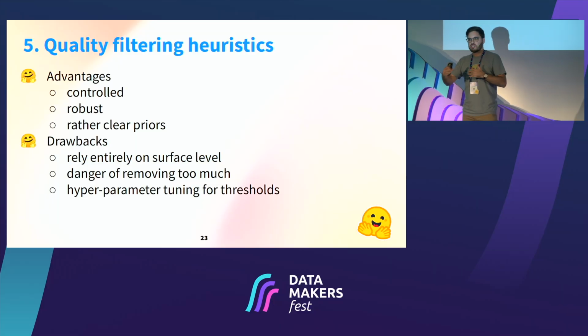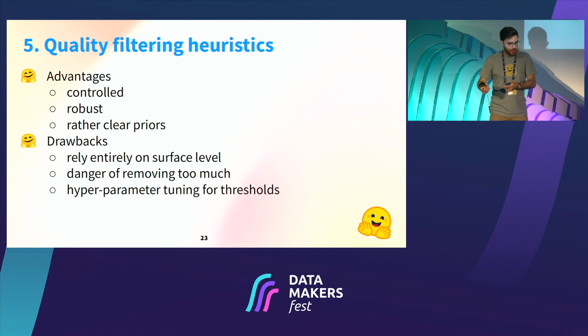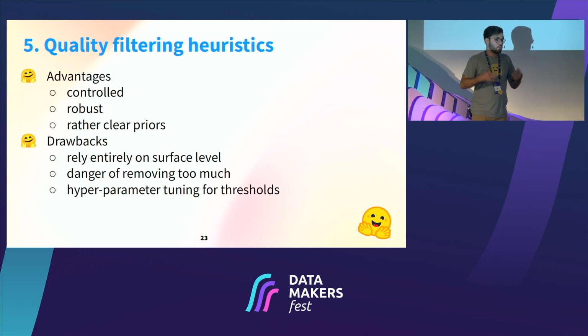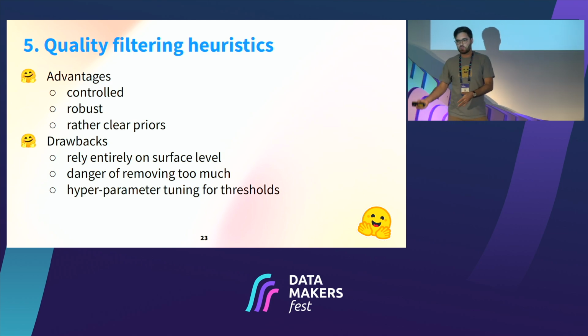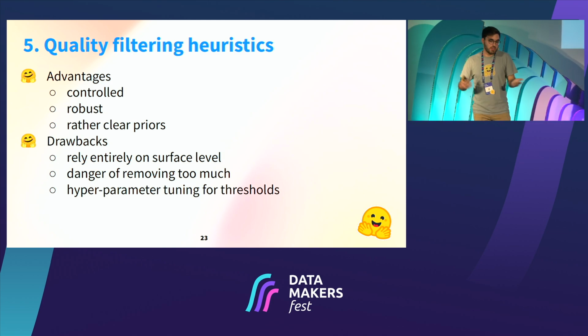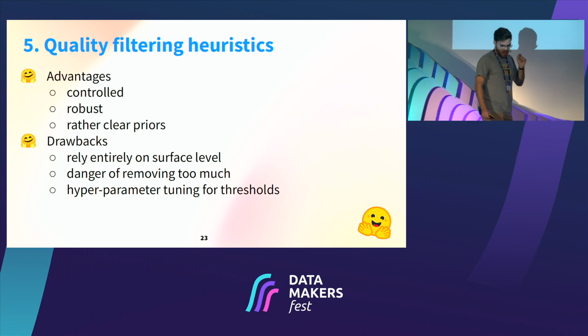So some advantages, they are quite controlled. You know exactly what you're doing. You're just throwing out text that mentions JavaScript. But there are some drawbacks because it's very surface level, right? You don't go too much into the content. You just check this one thing, you remove it. And there's always a danger of removing too much. If you remove everything that mentions JavaScript, you will likely remove all the JavaScript tutorials from the web. So then if you ask your model, okay, can you show me some code in JavaScript? Maybe it won't have any, right? Because you just removed it all. So you need to be careful with these things.